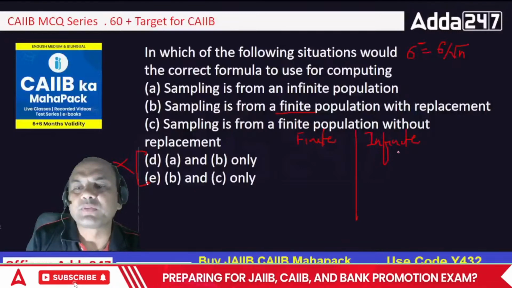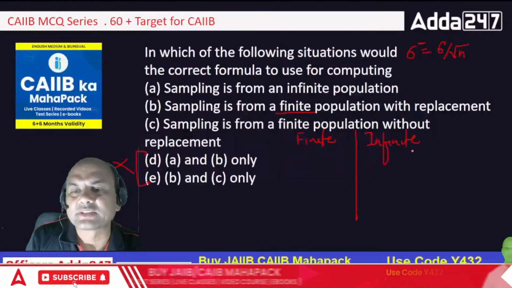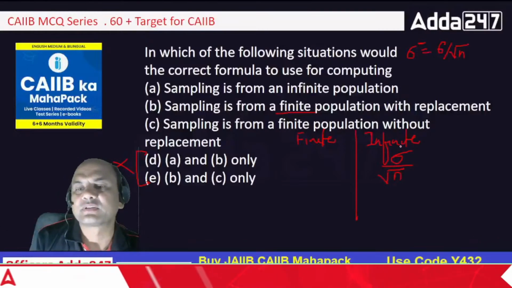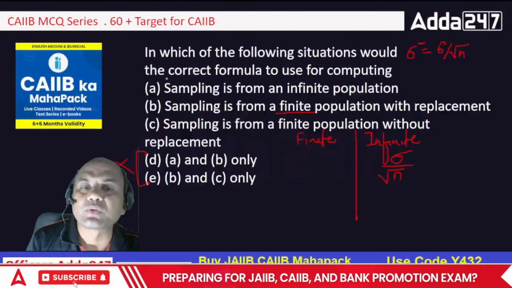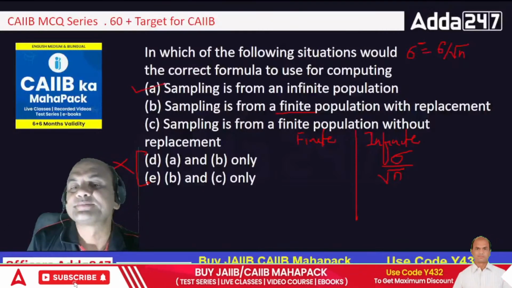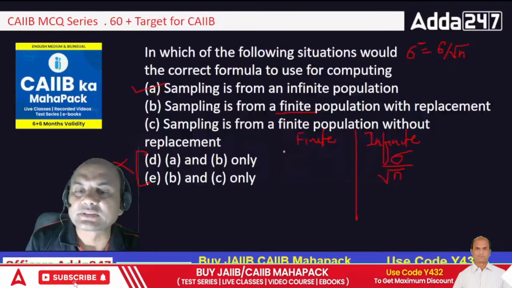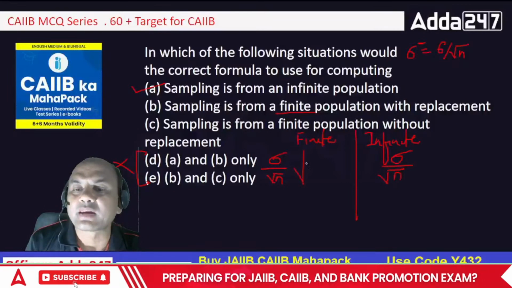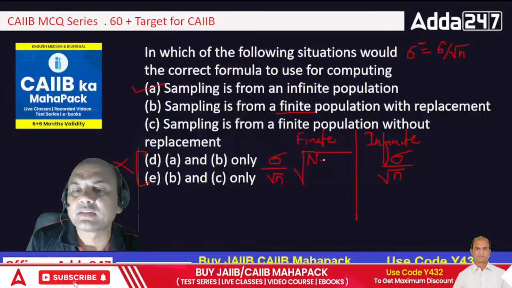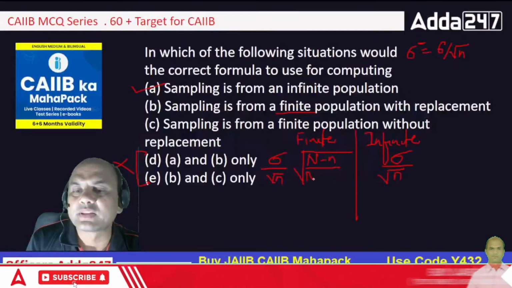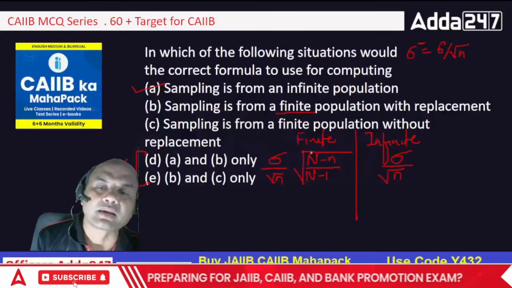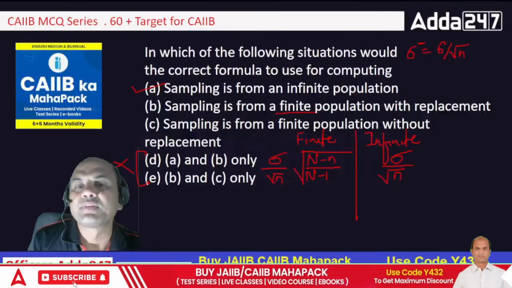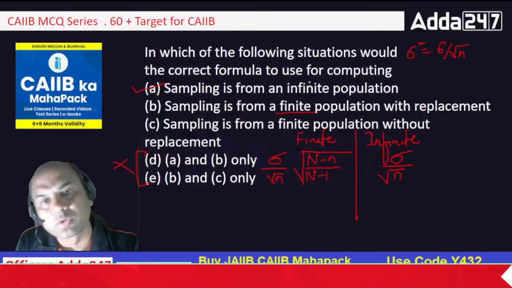See this. For infinite population, the formula is sigma, meaning standard deviation, upon root of n, the sample size. So sigma upon root of n is used for infinite population. So A is the answer. But what about finite? Finite is sigma upon root of n into a multiplier, root of N minus n upon N minus 1. This is known as the finite population multiplier. So the answer over here, sigma dash equals sigma upon root n, will be applicable for infinite population only.